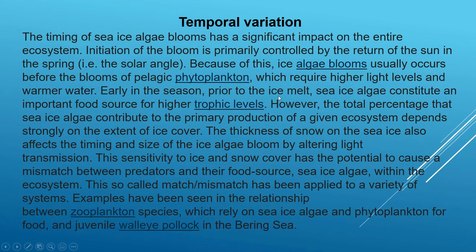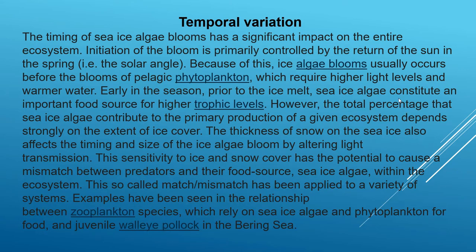Early in the season, prior to the ice melt, sea ice algae constitute an important food source for the higher trophic levels. However, the total percentage that sea ice algae contribute to the primary production of a given ecosystem depends strongly on the extent of ice cover. The thickness of snow on the sea ice also affects the timing and size of the ice algae bloom by altering light transmission. Think back to the photo I just shared with you. If you have a lot of snow, that's going to limit sunlight penetration into the ice.